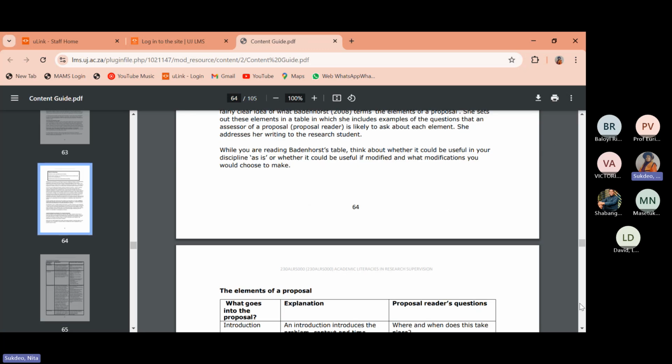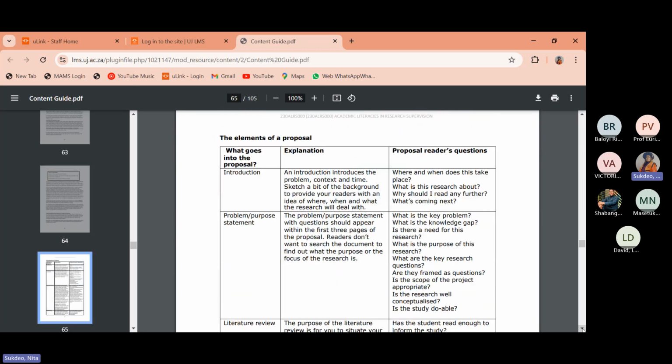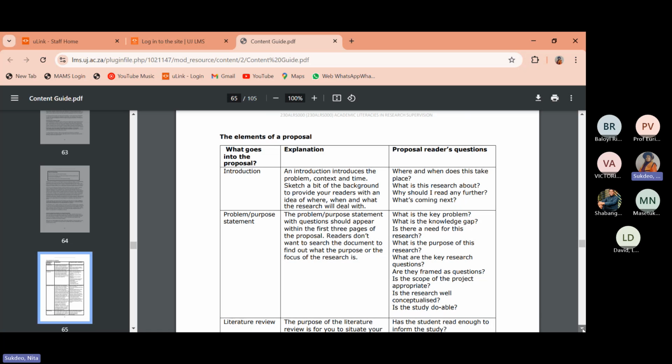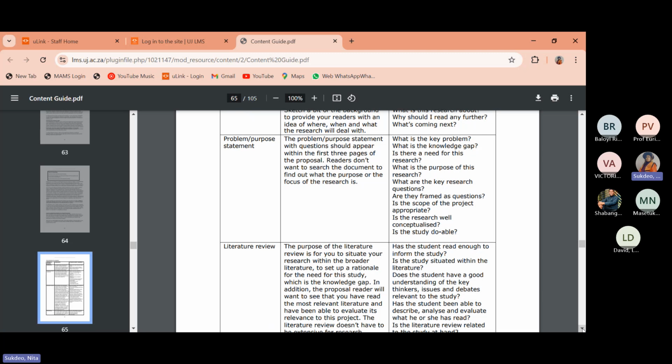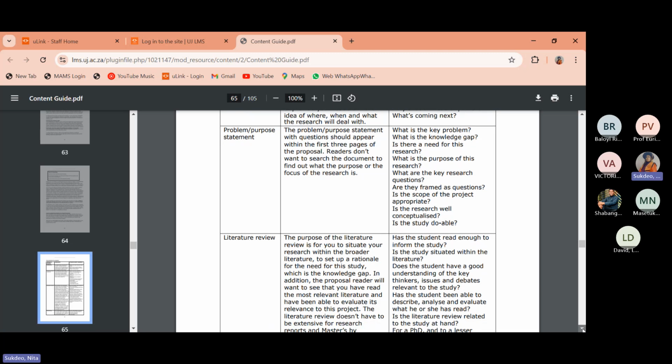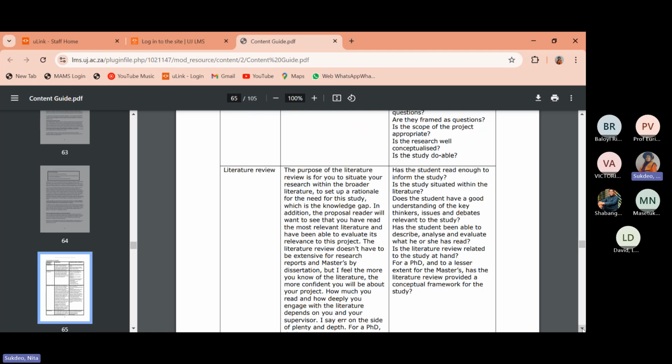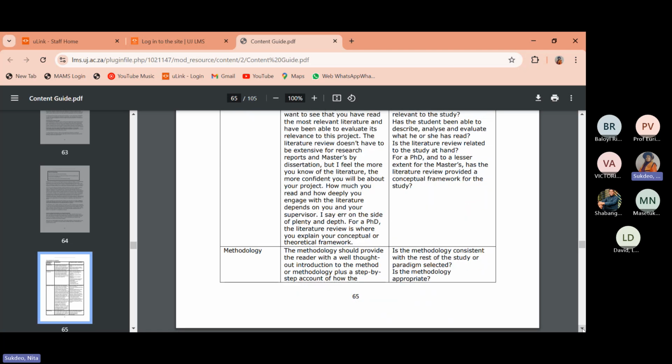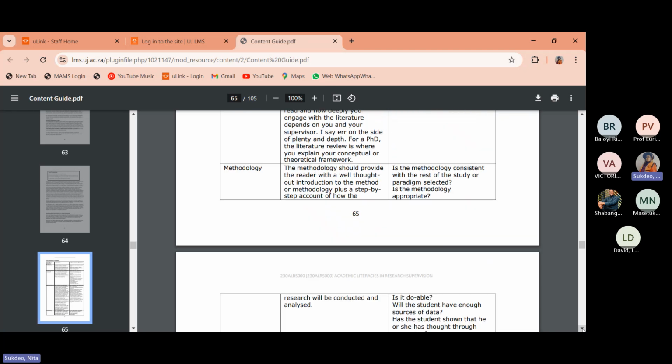We all know the generic structure of the elements of a proposal, which starts with the introduction, and then it tells you what the introduction is all about and what the reader needs to know about the introduction. Problem statement is identifying a gap or identifying a problem that exists. Literature review is doing a literature survey based on other authors having similar studies and building your own conceptual or theoretical framework. This is what you're teaching your students.